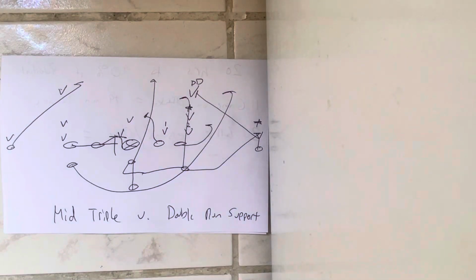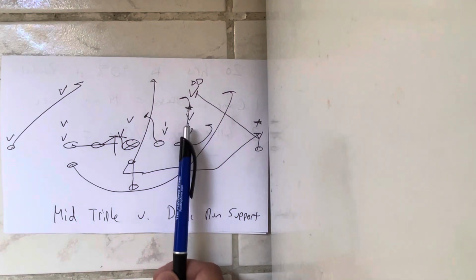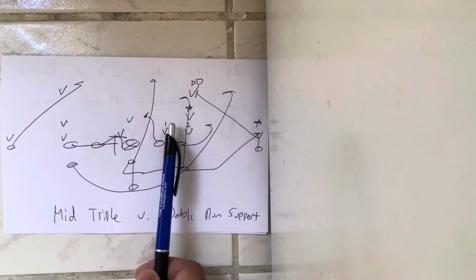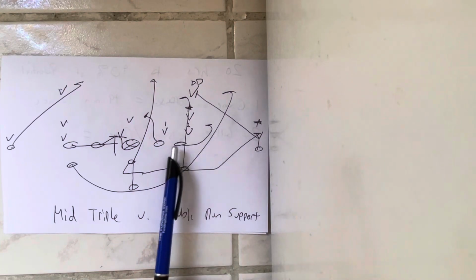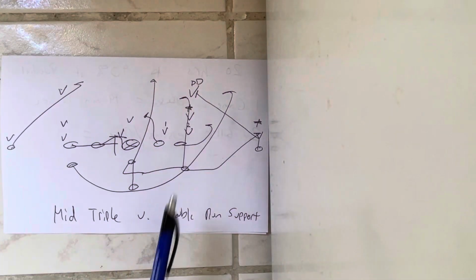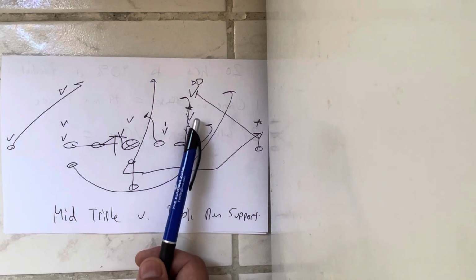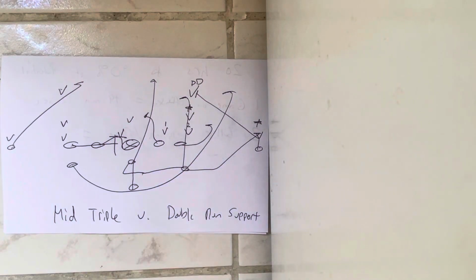So what ends up happening is he'll block whoever shows. The worst case scenario is you get a 3-2 exchange. If this guy goes there, the quarterback has him. If this guy goes there, the tackle will block him. If it's vice versa, obviously, then the tackle will block that player. And that's a situation you have to practice when you run mid-triple. But you go through all this against double run support.